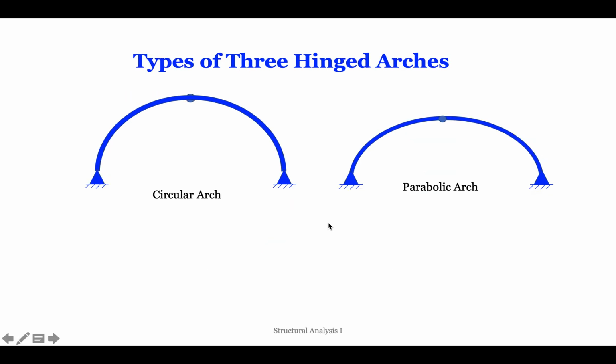So coming to types of 3 hinged arches. In this also there are 2 types of 3 hinged arches. One is the circular arch and one is the parabolic arch. For the circular arch, you can see a circular shape, and this is 3 hinged only. And this is the parabolic arch, a parabolic shape. So 3 hinged arches are basically of 2 types, parabolic and circular arch, and we have their separate equations.